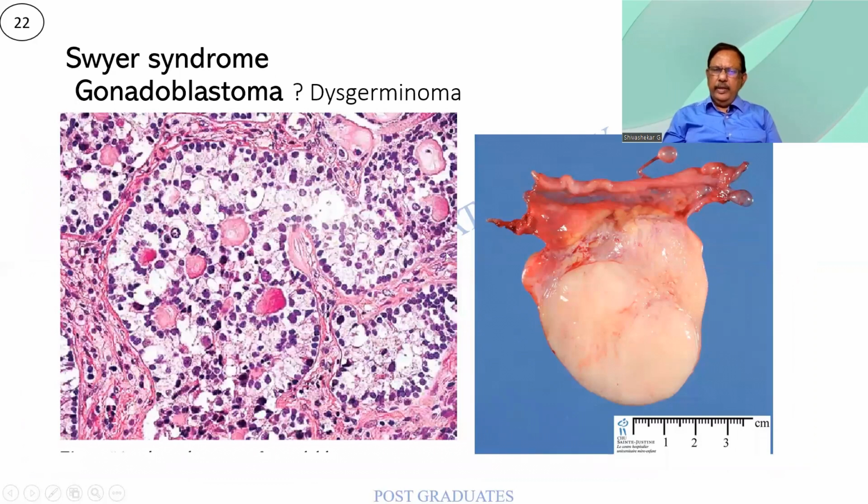The same thing over here. And the Swyer syndrome is a combination of gonadoblastoma and a dysgerminoma. In the background, I am finding a picture of a dysgerminoma, or rather a seminoma over here. And the combination of this is called as a Swyer syndrome.